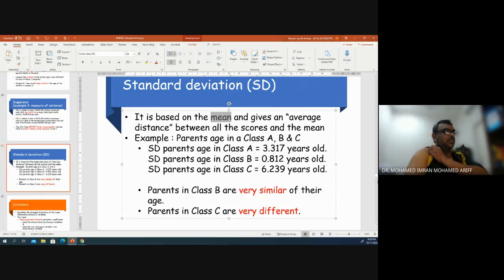Okay, so from here we can say that class B everyone is almost sebaya, and class C everyone is different sebab dia punya variance standard deviation is very high, 6, meaning ada yang tua, ada yang muda, ada tengah-tengah. Okay, ada yang sangat tua, ada yang sangat muda. So that is what you mean by standard deviation.